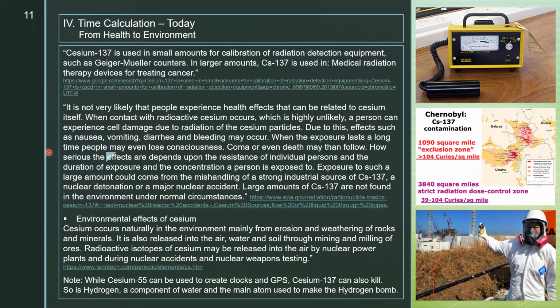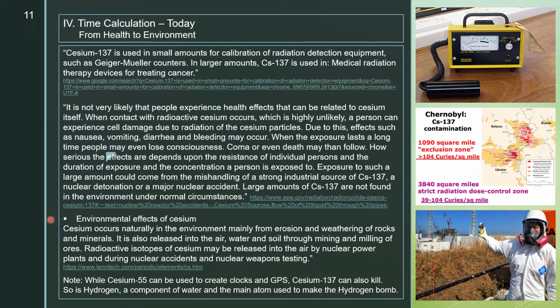How serious the effects are depends upon the resistance of individual persons and the duration of exposure and the concentration the person is exposed to. Exposure to such a large amount could come from the mishandling of a strong industrial source of CS-137, a nuclear detonation, or a major nuclear accident. Large amounts of CS-137 are not found in the environment under normal circumstances.